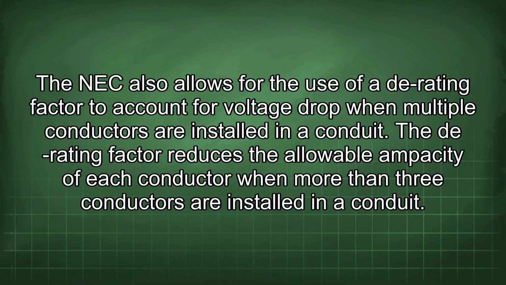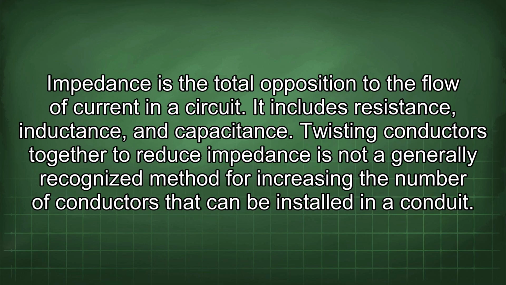The NEC also allows for the use of a derating factor to account for voltage drop when multiple conductors are installed in a conduit. The derating factor reduces the allowable ampacity of each conductor when more than 3 conductors are installed in a conduit. Impedance is the total opposition to the flow of current in a circuit.